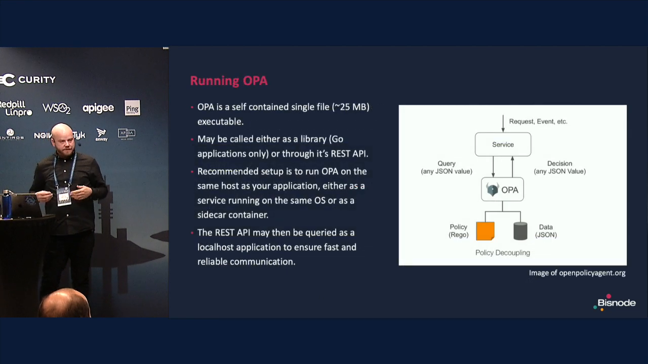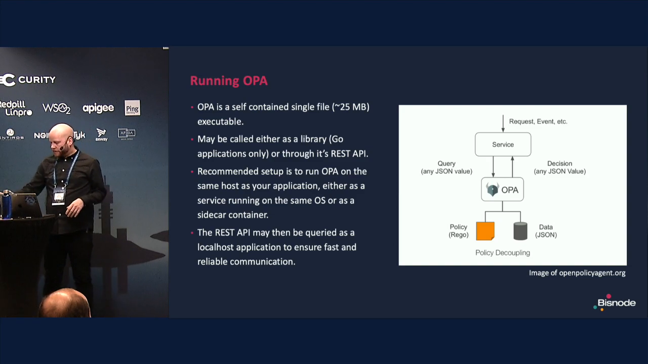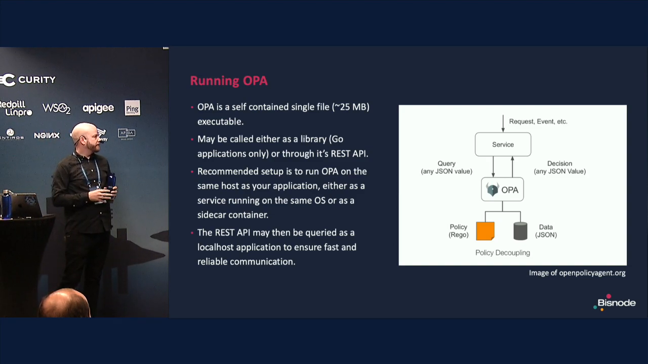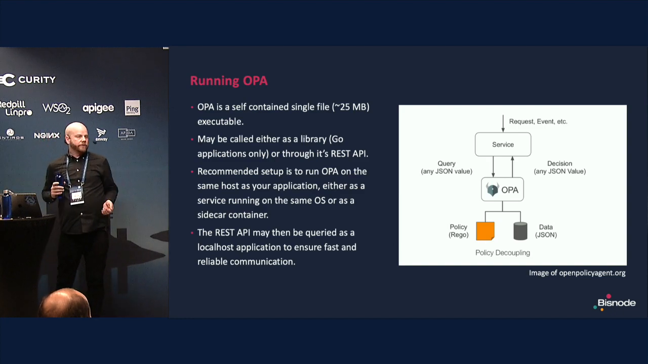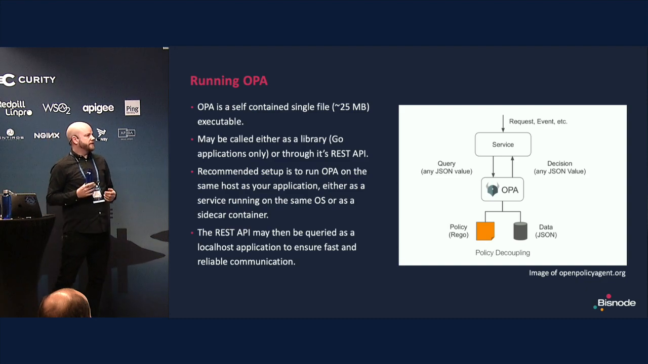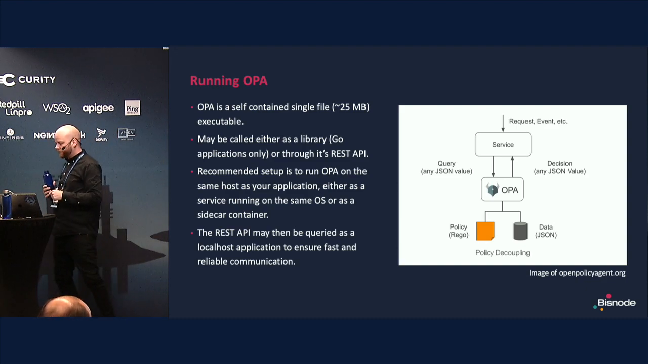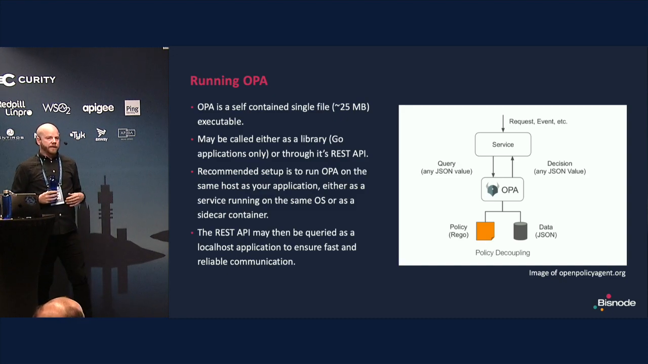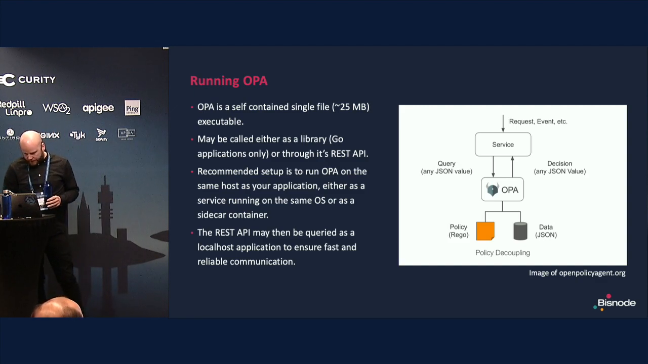So running OPA, it's a self-contained single file, and you can call it either as a library if you write Go code, or you can run it as a service alongside your application. So whenever you're faced with a decision, you can just query OPA and you get the result back from there. It's recommended that you run OPA on the same machine, either as a sidecar or on the same host, to minimize latency and such.